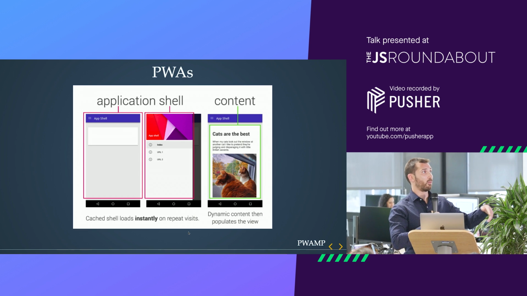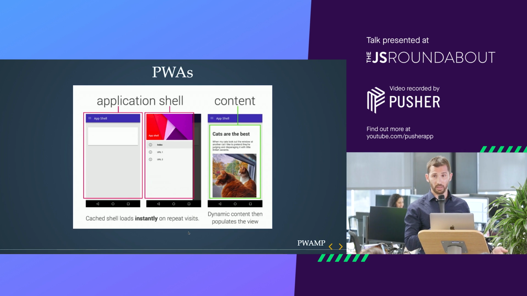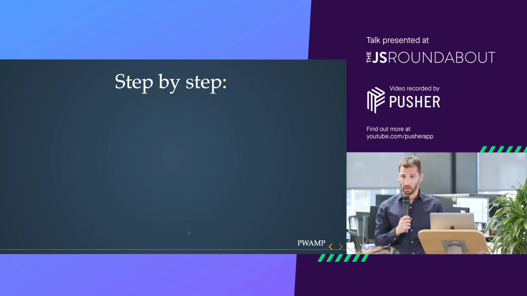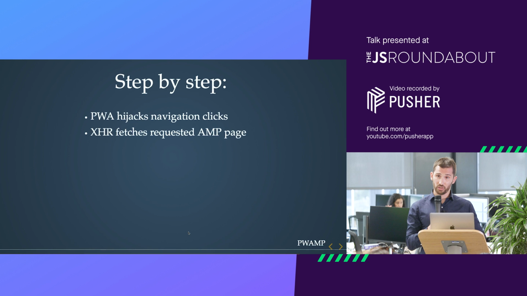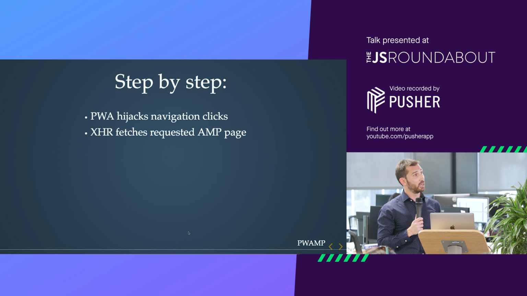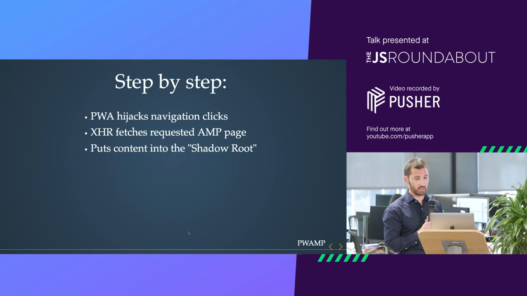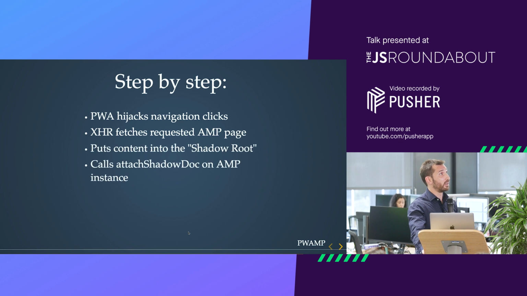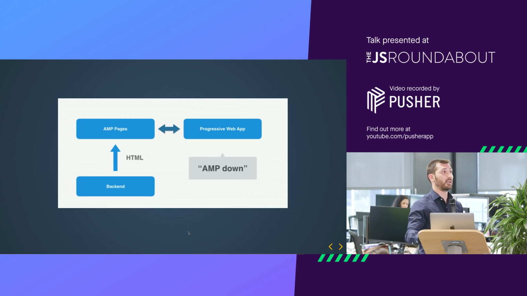The application shell is the one that has been cached and loaded in your application. But on the other hand, the content is going to change by the user interaction. So you will be required to fetch data every time the user changes the content. So what this kind of approach does, the PWA hijacks the navigation clicks. This is something that it does out of the box. Then the XHR fetches the requested AMP page, puts the content in the shadow root, and then attaches whatever we paste in the shadow root in the HTML, so in the DOM of the application.